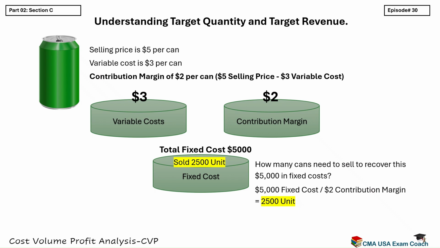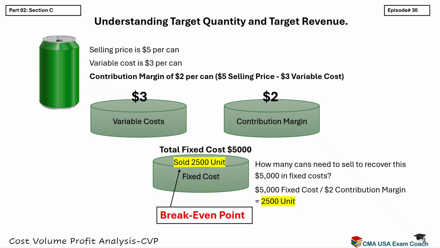Let's pause and think about what happens at that point. If I sell exactly 2,500 cans, then my variable cost is fully covered. That happens automatically through the contribution margin. My fixed cost of $5,000 is fully recovered through the $2 contribution margin from each unit, and my operating profit is zero. In this case, there is no loss and no profit, just a perfect balance. This point is called the break-even point, where all costs are covered, and we're just ready to start earning profit.